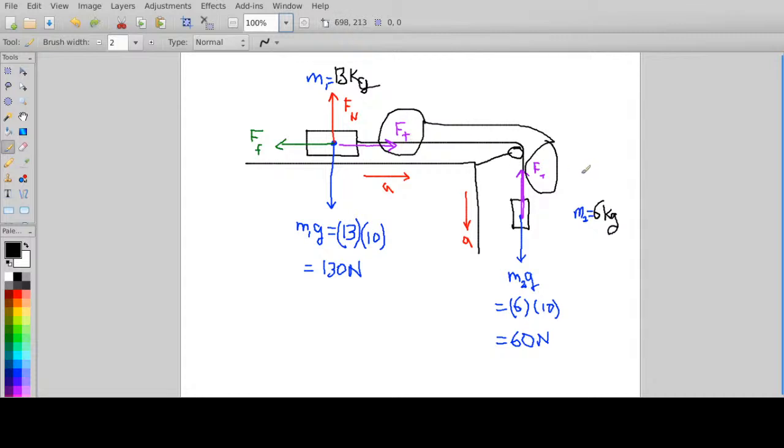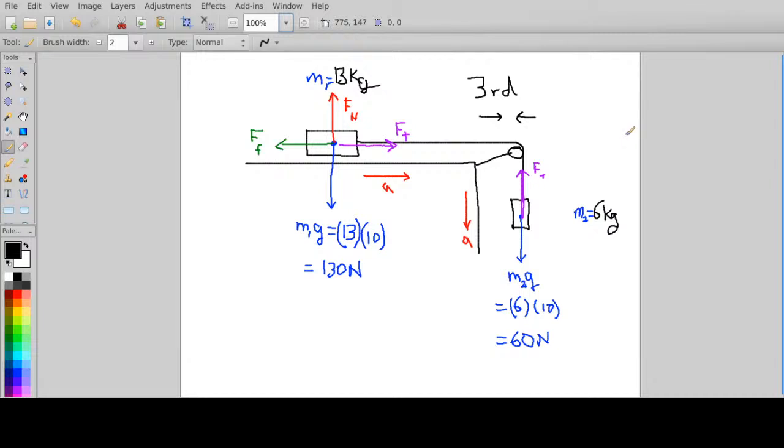You might say, why are those two tensions the same? Like, why aren't they different? And the reason is it's the third law, Newton's third law. Just to remind you what Newton's third law says: if one object exerts a force in one direction on another object, then that other object exerts a force back on the first object. Same magnitude, opposite direction.